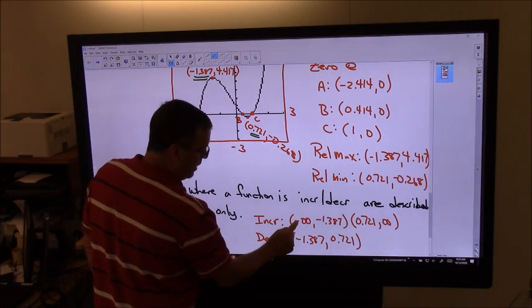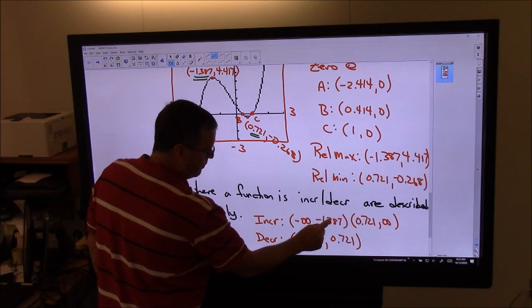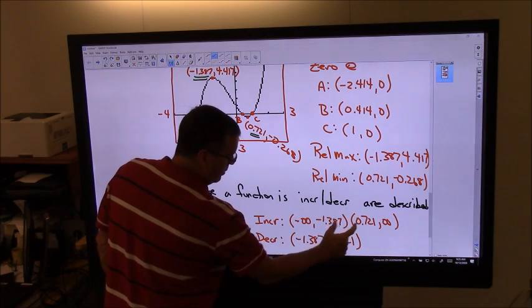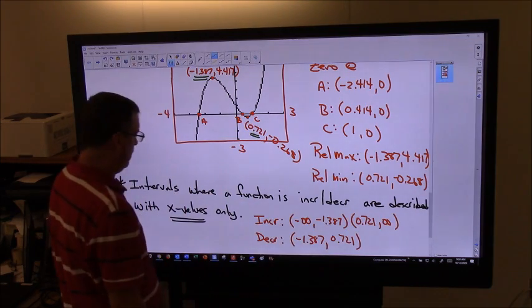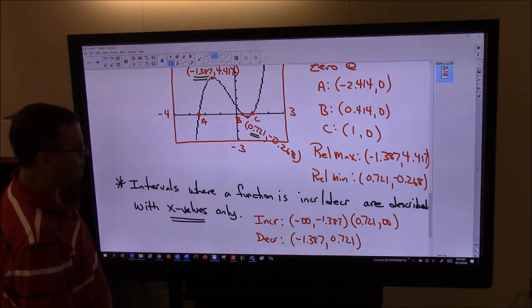Right? I got all my x values from here to here. And then what fits in between these two is all these x values. And then from here off to infinity. All right.